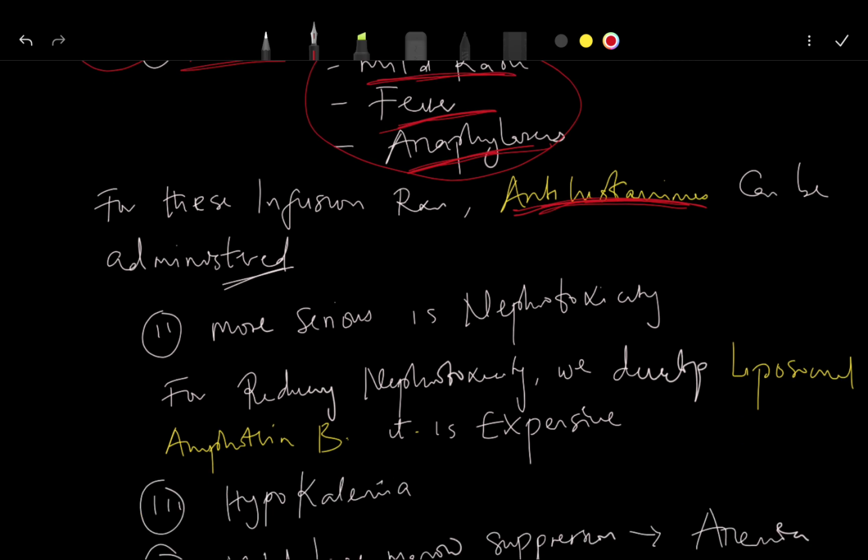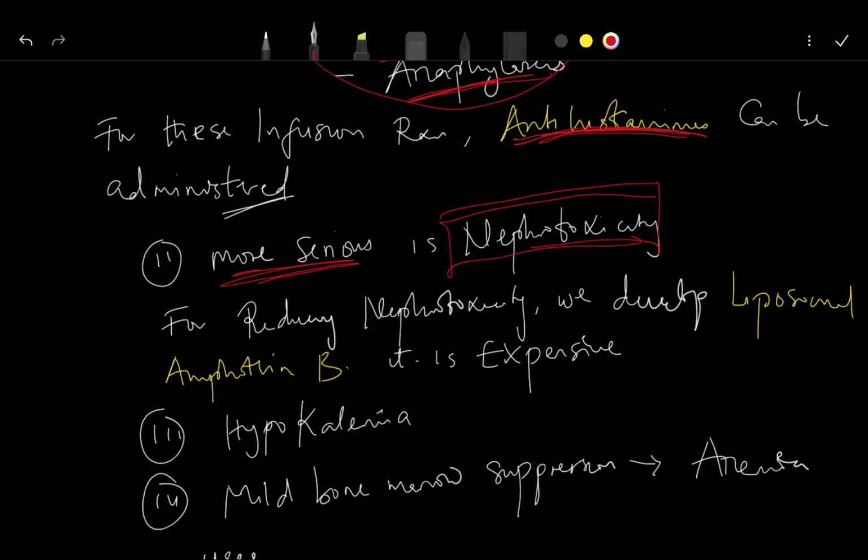Now, moving further, a more serious reaction is nephrotoxicity. Apart from the infusion reaction, we also have what? Nephrotoxicity. Now, to counteract nephrotoxicity, we developed a new, well-packaged amphotericin B that is called liposomal amphotericin B. So liposomal amphotericin B now has less nephrotoxicity. It has what? Less nephrotoxicity. But the only drawback is that what? It is expensive.